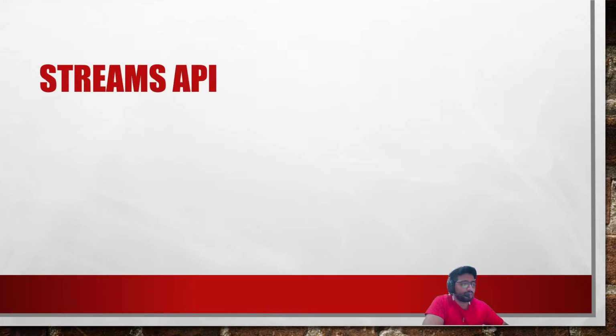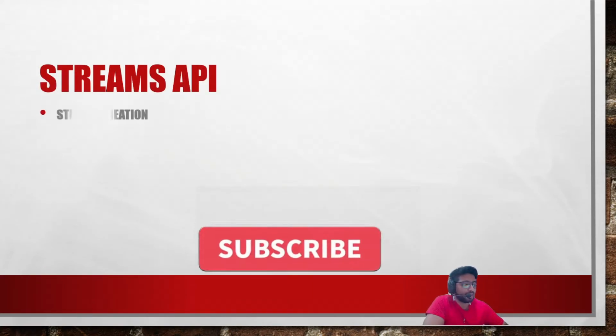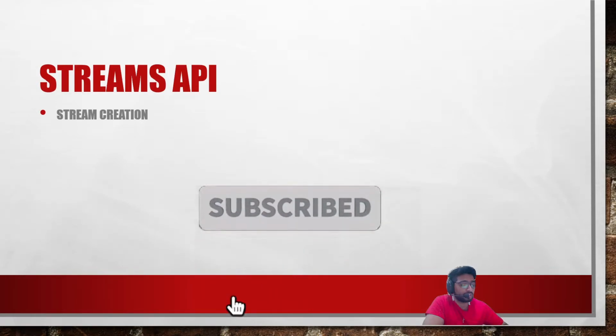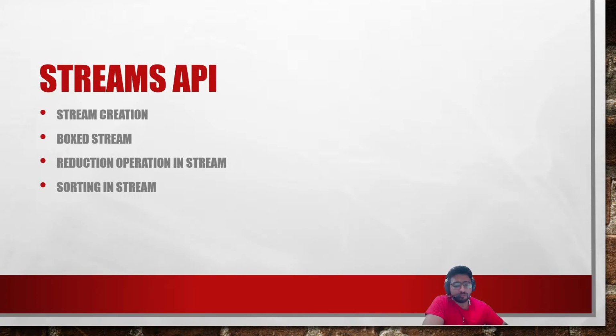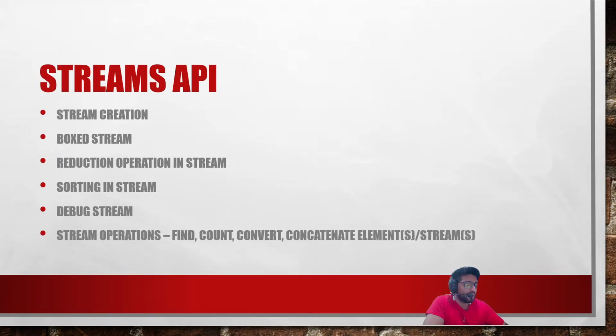Next we will discuss the stream API, and in the stream API we will discuss the stream creation part, what are box streams, and how we can perform the reduction operation in the stream. Then if you want to sort any stream, the sorting operation. And suppose you want to perform some debugging on the streams, then debugging the streams. And also you can perform the find, count, convert, concatenate elements operations in the stream. So all of these we are going to discuss in this course.